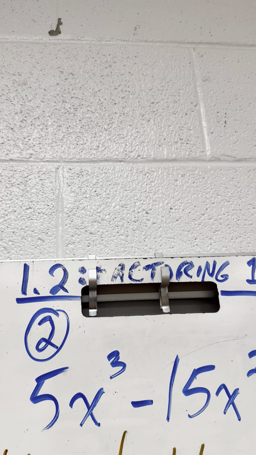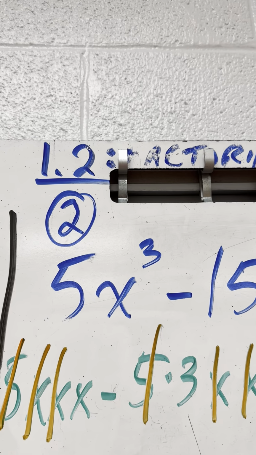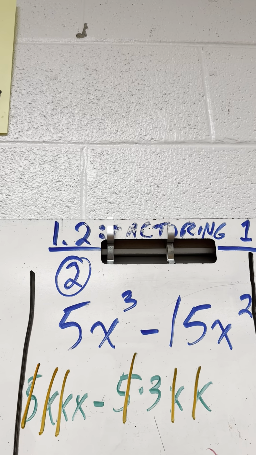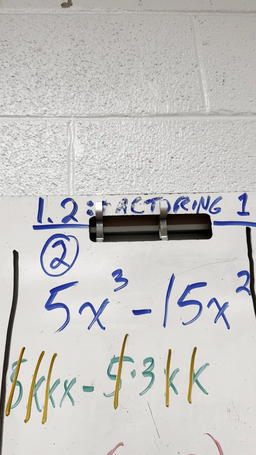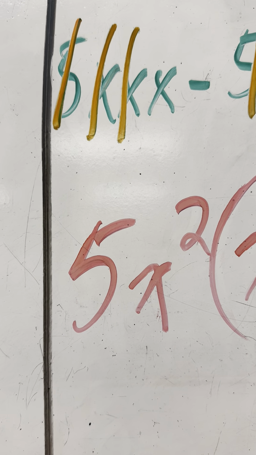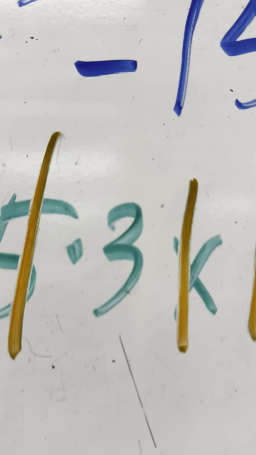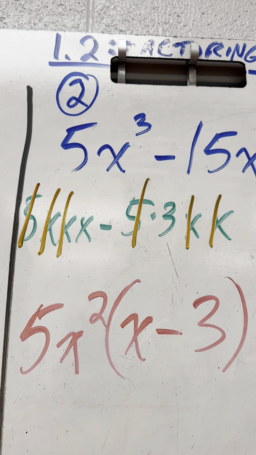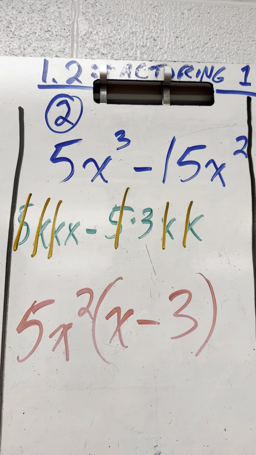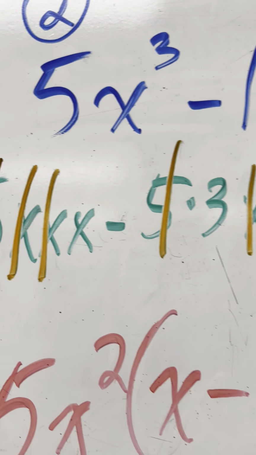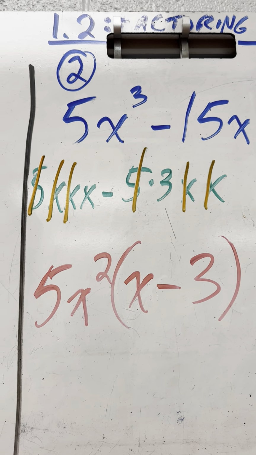5x to the third minus 15x squared, or 5xxx minus 5 times 3xx. What's common? A 5 and 2 x's. That's 5x squared. What's not crossed out? X minus 3. Okay? When you start to see what's going on, you're going to be able to just go ahead and skip this middle step here. Okay?